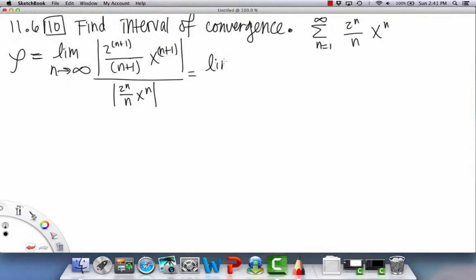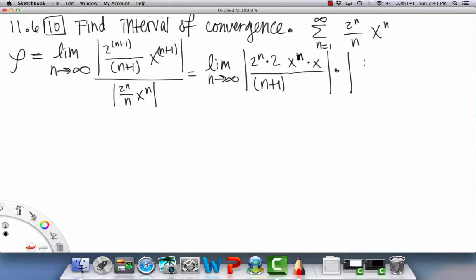Alright, so this will turn into, we're going to break it down. So we have 2 to the n times 2 over n plus 1, and then we have x to the n times another x. And we can flip the bottom fraction, so we'll have n over 2 to the n times x to the n. So the x to the n's cancel, the 2 to the n's cancel, and we're left with this.